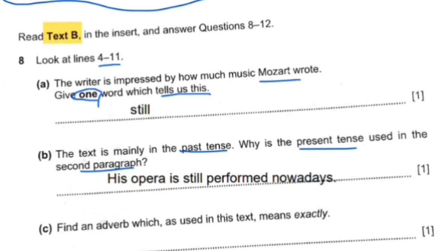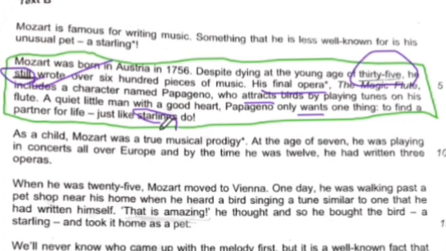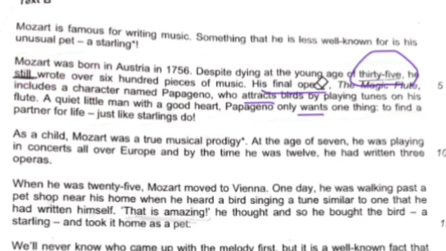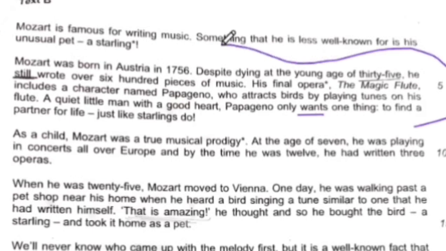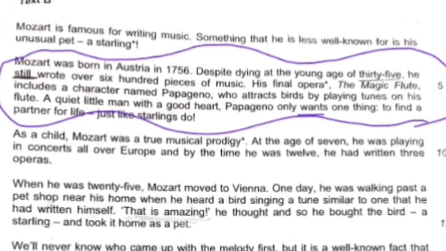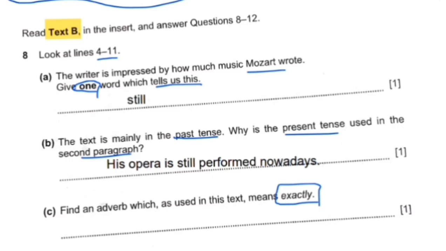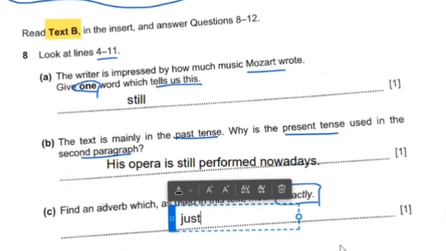So, letter C. Find an adverb which, as used in this text, means exactly. I need an adverb between lines 4 and 11 that means exactly. So I need a synonym for exactly. Let's go and find it out. Okay, let's circle the part we're talking about. A good heart who wants one thing, to find a partner for life, just like a starling does. Just exactly like a starling does. So, just. Okay. Next.